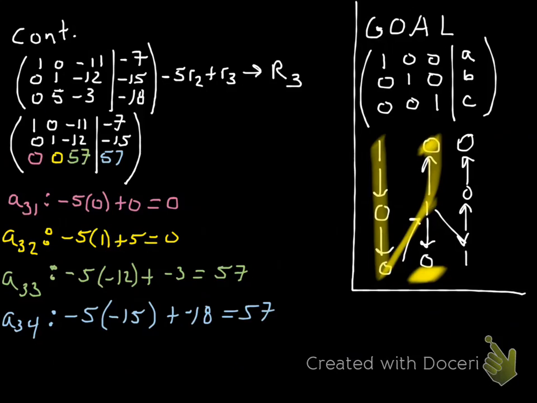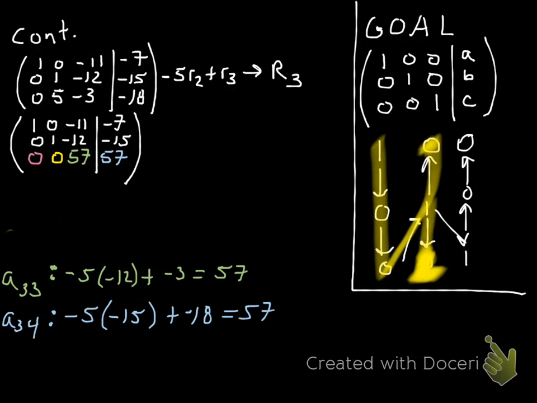Alright, so we've made it all the way to here. We've made that a 0. And the next thing to do is to make this 57 a 1. So instead of dividing by 57, I'll multiply by the reciprocal, which is 1 over 57. So that's our next step. Row 3 times 1 over 57.